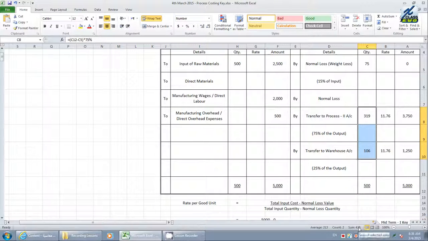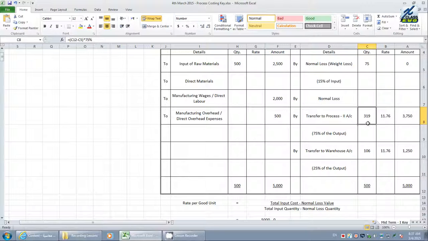How much quantum is completed? 425 quantum is been completed. Process 1, how much completed output? The finished goods resulted from process 1 is 425, of which 106 was sent to the warehouse, so-called market. It was sent and it wants to sell. The leftover is considered as 319. It is being transferred to the next process.